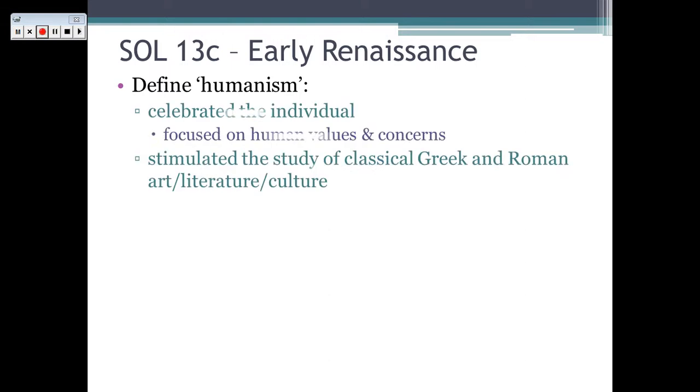Define humanism. Alright, and humanism is the celebration of the individual. We focus on human values and concerns. This is going to stimulate the study of classical Greek and Roman art, literature, and culture as we start to bring that in. Remember, Renaissance means rebirth. We have a rebirth of Greco-Roman culture, art, literature, and values. So with humanism, we are starting to become a little less secular.